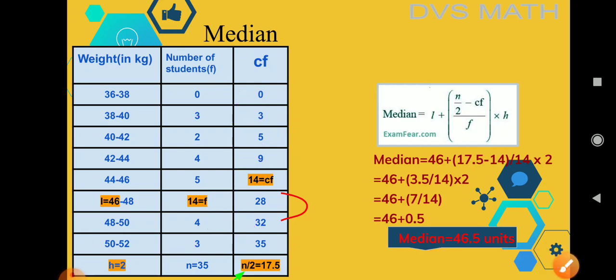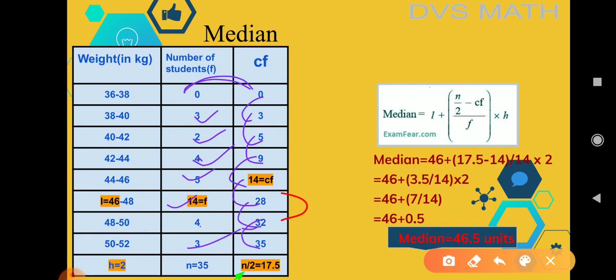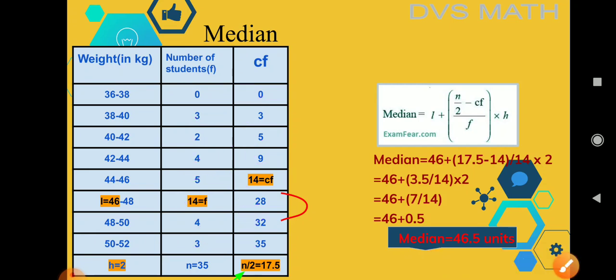Again observe: the first 0 is the same. Then 3 minus 0 is 3, 5 minus 3 is 2, 9 minus 5 is 4, 14 minus 9 is 5, 28 minus 14 is 14, 32 minus 28 is 4, and 35 minus 32 is 3. So when finding the f value, just subtract the preceding CF value. When going from f to cf, you add the succeeding frequency. Now let me show how to find cf, f and all.